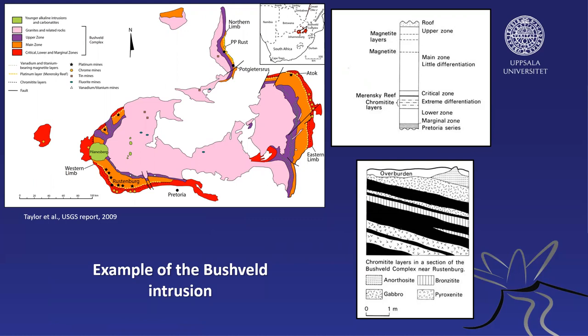It's super big. It's not continuous, but nevertheless, it's super big. As I said, you can find mining operations on this layered intrusion, because in fact, what you see in cross-section is a succession of different rocks. They were formed by this process of minerals sinking into the magma chamber.